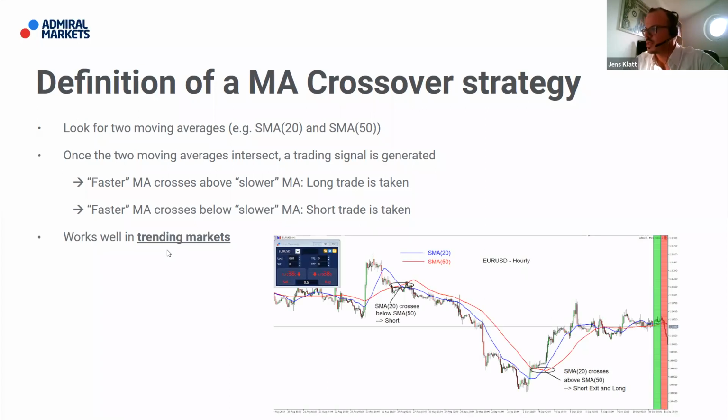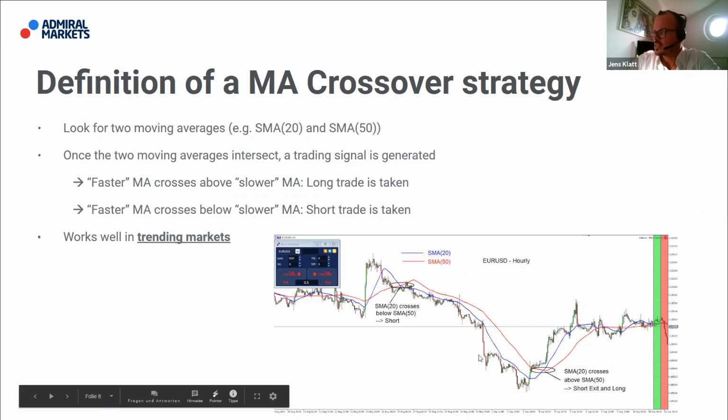So this is an example chart. In blue we have the SMA 20, and in red the SMA 50. And what you can see here, the SMA 20 crosses below the SMA 50. So this is a short signal being generated. And once it crosses back above the SMA 50, the position is exited, and then you directly enter a long position, because now the SMA 20 crosses above the SMA 50.